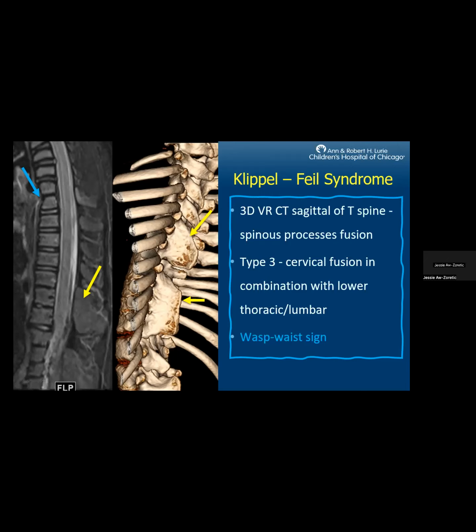This actually has a sign, and it's called the wasp waist sign. And here you can see the fusion going on. So the more you look on MR, even though we say MR is not great for osseous detail, you can start noticing these osseous anomalies.